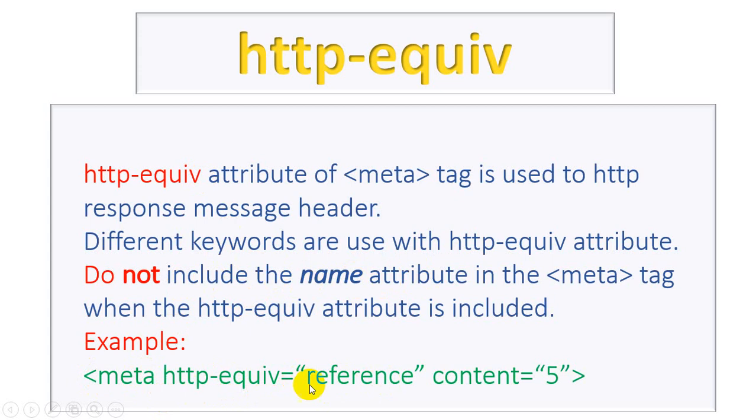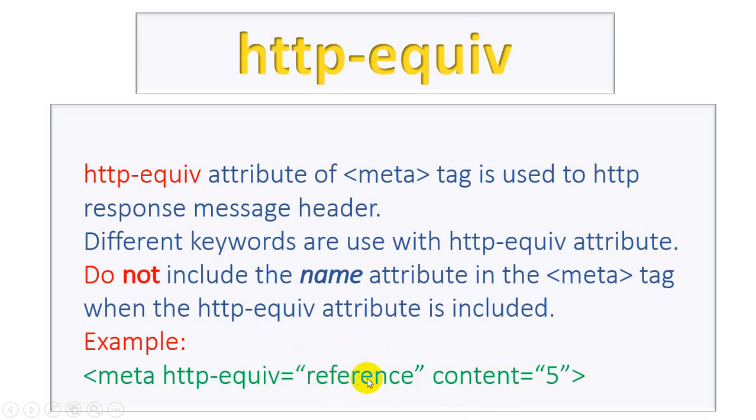I just want to write refresh. Here, instead of references I have to write refresh, because references is not a proper value for HTTP equiv. So I have to change this. Once we start coding, I will change it. Okay, then content equals 5. What does the content attribute show? The content attribute shows the value of this attribute.